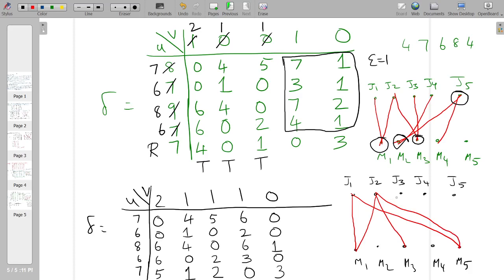And J3 is assigned with M3. J4 is assigned with M2. J5 is assigned with M4. So now all the vertices in the partition have got at least one edge incident with them. So now let us make an assignment here: J1, J2, J3, J4, J5.